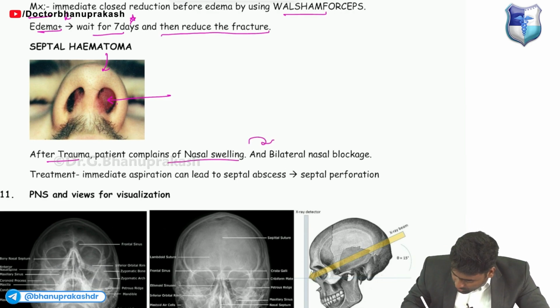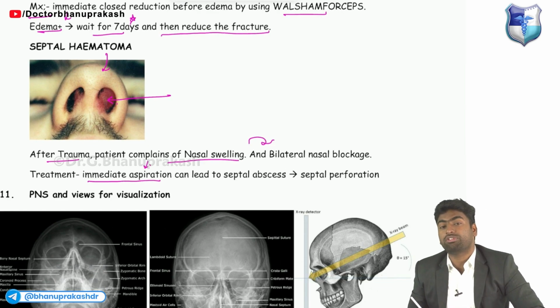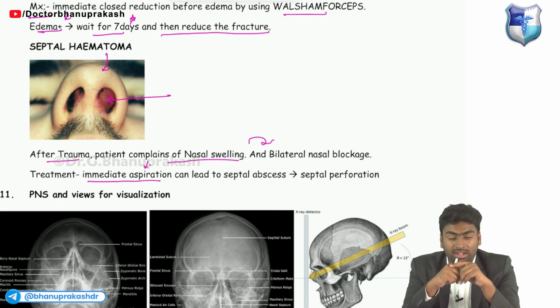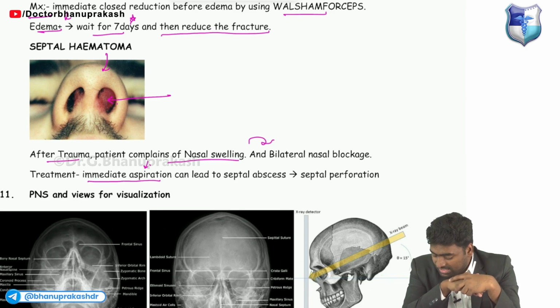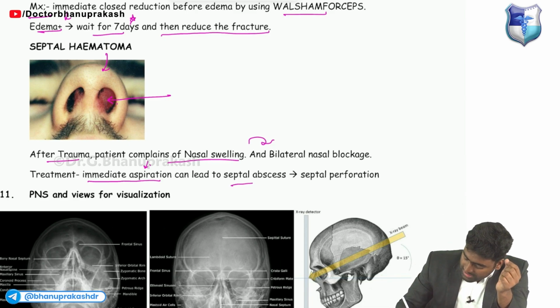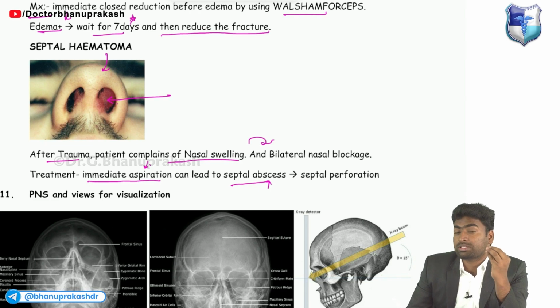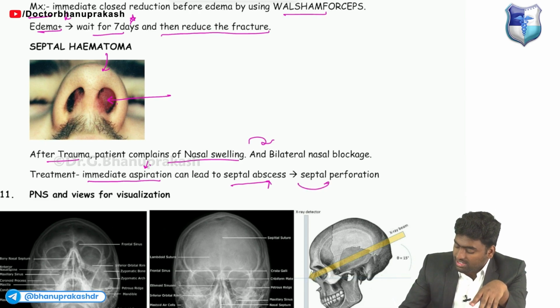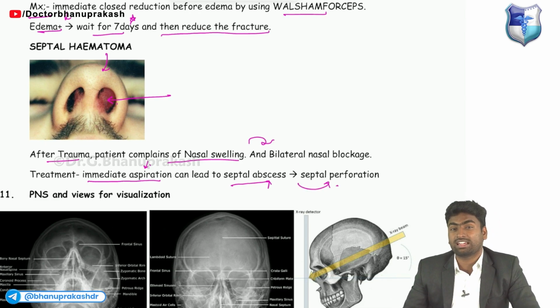You need to do immediate aspiration of the blood, because if it is not aspirated immediately, then this can lead to the formation of septal abscess. अगर septal abscess बन गया, then it can lead to the septal perforation as well. ठीक है, इतना याद रखो.